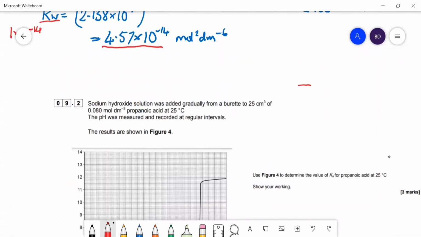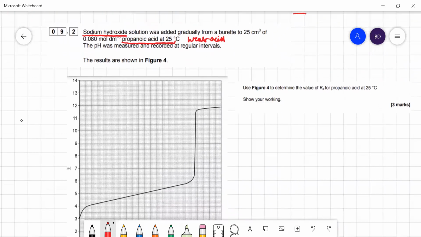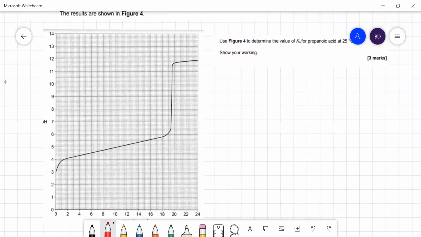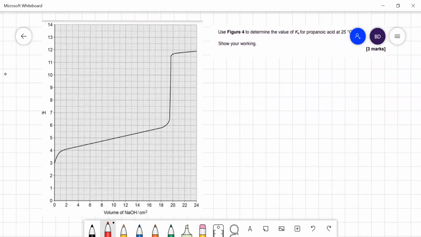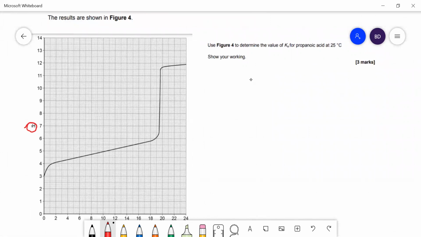Right, now we have got this question here. We have got sodium hydroxide, which is a strong base, and it's been titrated against propanoic acid. That's a weak acid. That's pretty important. And there's our titration curve. So here's the volume of NaOH on the x-axis, and the pH on the y-axis. Use figure 4 to determine the value of Ka, and show your working.